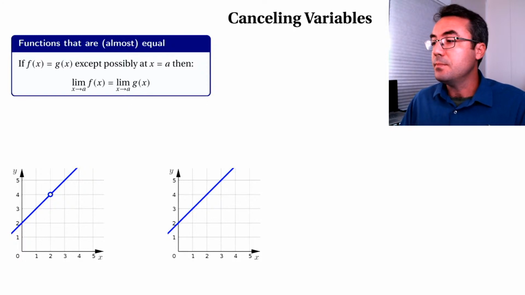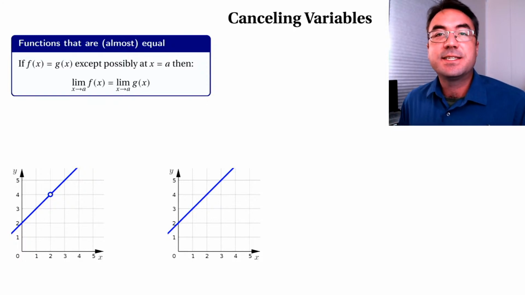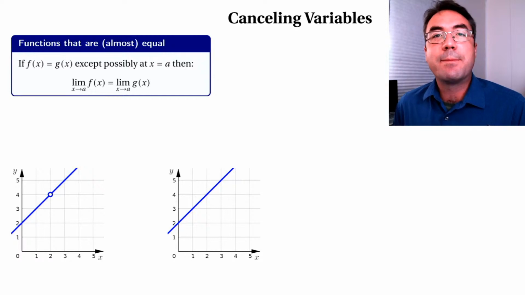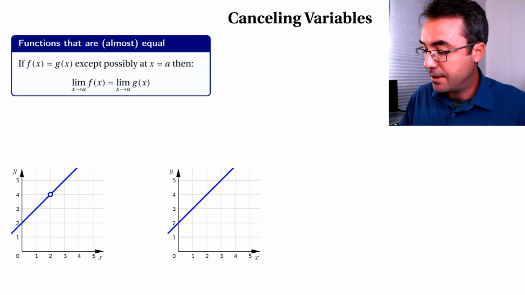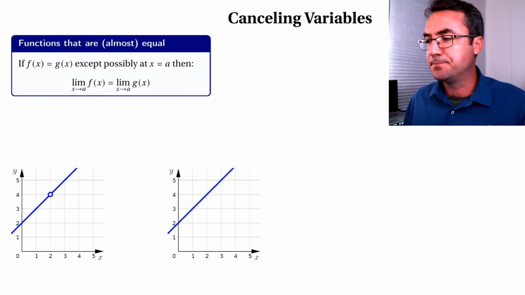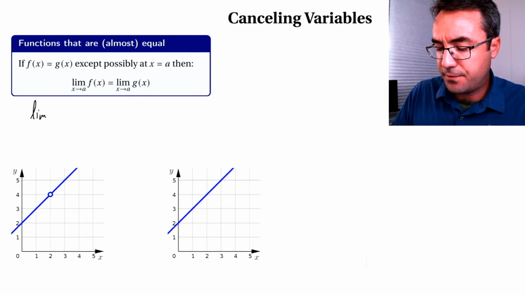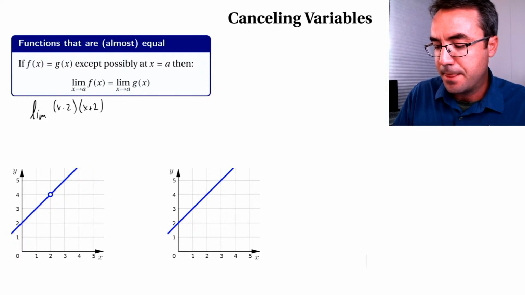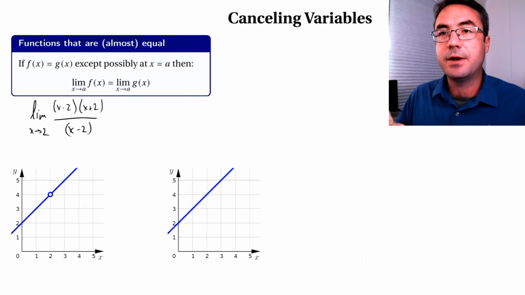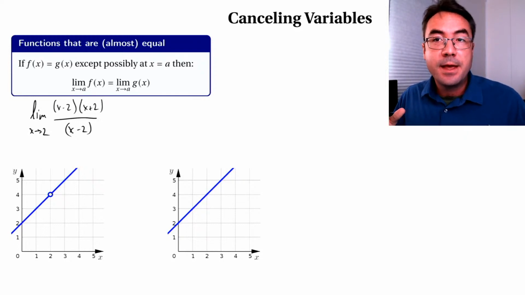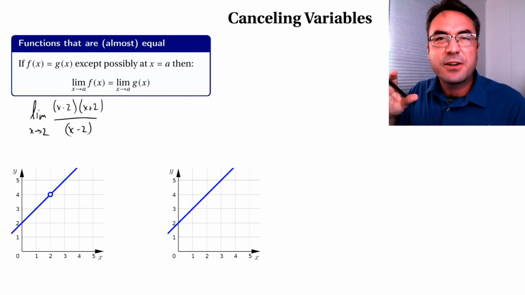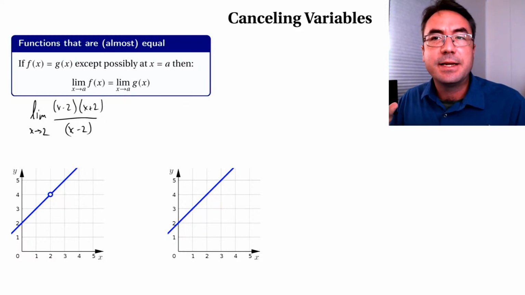So let's start off by remembering what we did last time. We had a function, and we were doing the limit of it. It was x squared minus 4 over x minus 2, as x approaches 2. And the function we were working with, we had factored it a little bit, and we had gotten x minus 2 times x plus 2, all divided by x minus 2.